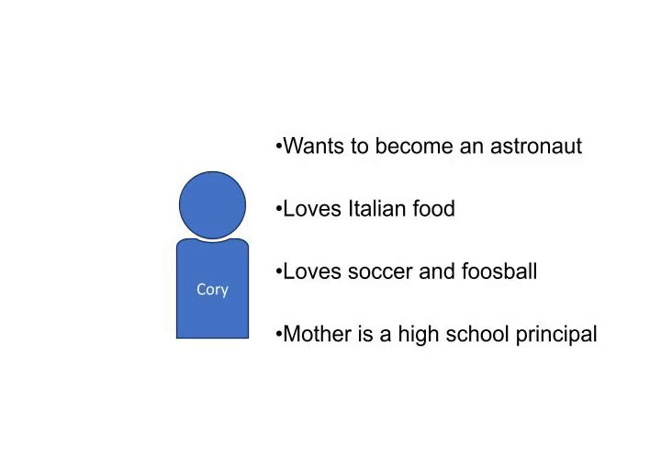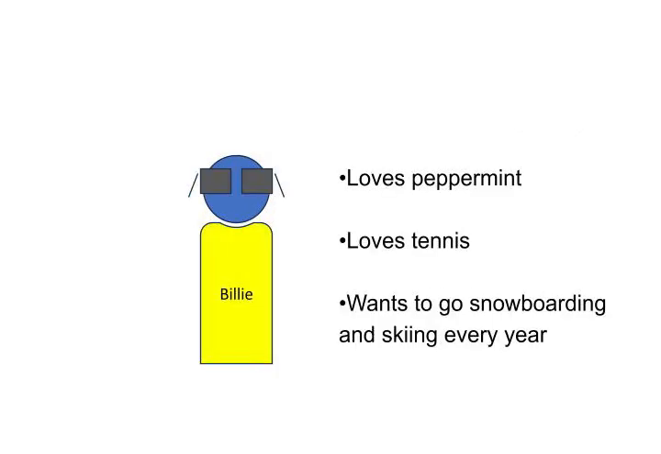Then you meet someone else, Corey. Now, Corey is short, and Corey wants to be an astronaut. Grew up, loves Italian food, loves soccer and foosball, and parent is a high school principal. Go down the list. Billy. Oh, Billy is wearing glasses. Billy is tall. Billy has yellow clothes on. They love peppermints. They love tennis. They want to go snowboarding and skiing every summer. So we can go one by one through people like this.